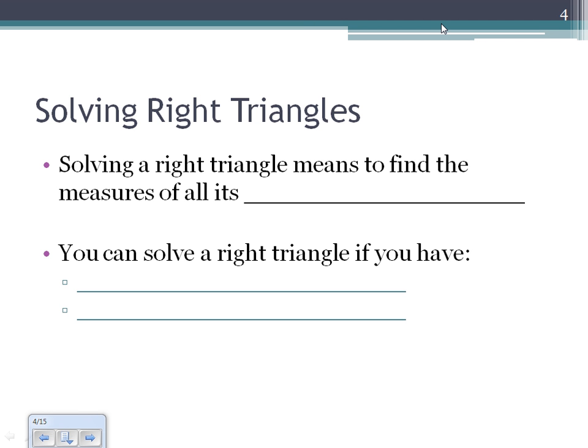So that means we're going to solve for all the angles and all the sides. So solving a right triangle means to find the measure of all its angles and sides. Find all its angles and sides.